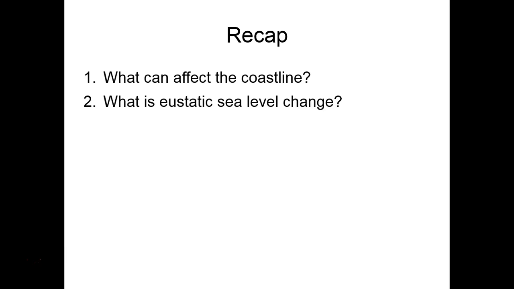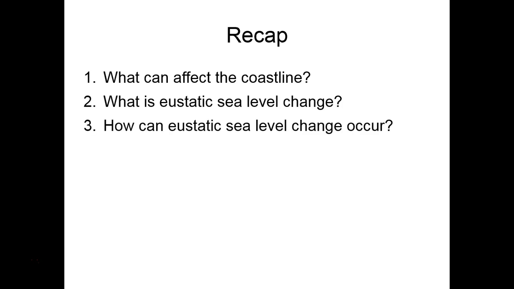Okay, so what is eustatic sea level change? You should say that it is sea level change that can be measured all over the world. How can eustatic sea level change occur? I just kind of went over this, right? So it can occur by having the amount of liquid water in the oceans change. If the liquid water increases, your sea level increases. If liquid water decreases, your sea level decreases.